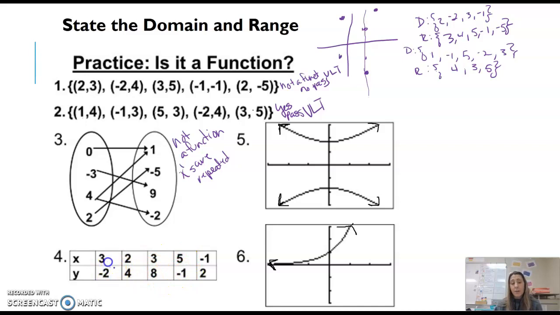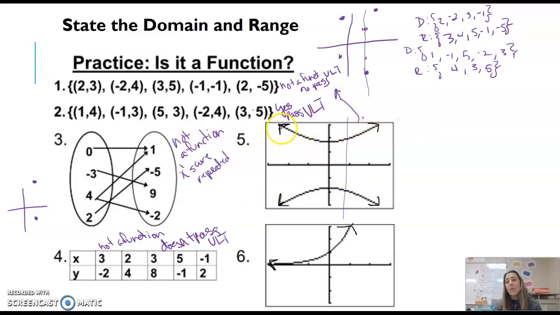So then again, if I were to graph these points, I would have a point at (3, -2), which could possibly be here, and (3, 8), so up here. So right away, I can see that this does not pass the vertical line test, so it is not a function. All right, this one is that weird one. This is not a function because it does not pass the vertical line test. So not a function for the same reason as that.